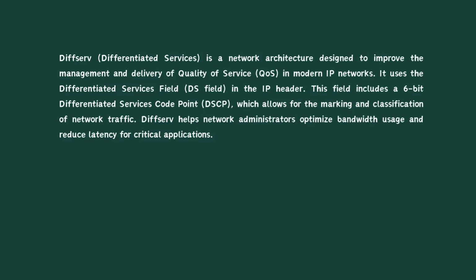Diffserv, differentiated services, is a network architecture designed to improve the management and delivery of quality of service in modern IP networks. It uses the differentiated services field in the IP header. This field includes a 6-bit differentiated services code point, which allows for the marking and classification of network traffic. Diffserv helps network administrators optimize bandwidth usage and reduce latency for critical applications.